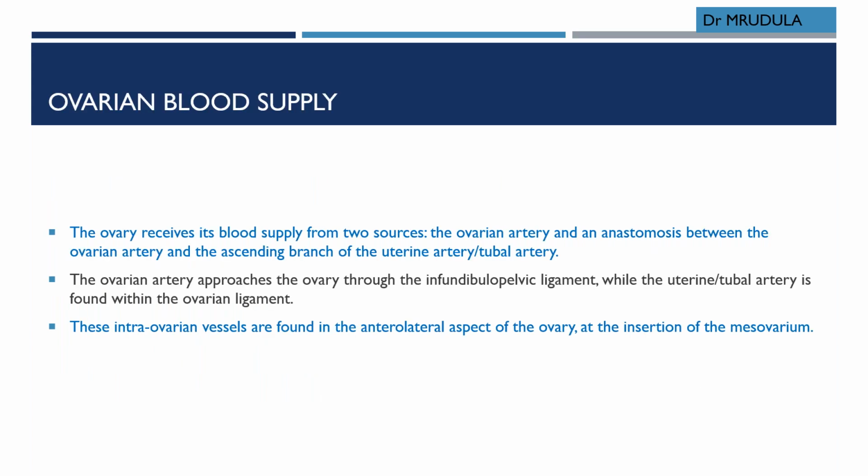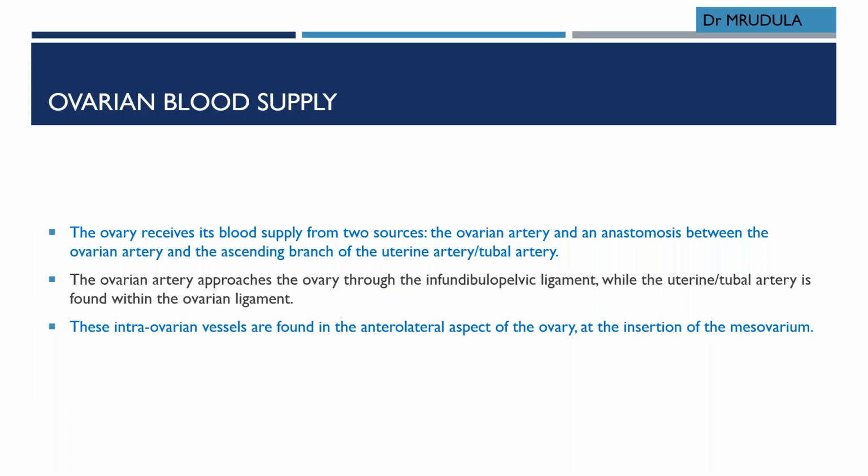Now, whenever you are going for ovarian cystectomy, you must know the ovarian blood supply. The ovary receives its blood supply from two sources. One is the ovarian artery, which is a direct branch of the aorta, and then the anastomosis between the ovarian artery and the ascending branch of the uterine artery or tubal artery. The ovarian artery is situated in the infundibulopelvic ligament, while the uterine or tubal artery is found in the ovarian ligament. Okay, so the ovarian artery is situated in the lateral ligament, that is the IP ligament, while in the tubo-ovarian ligament, the uterine artery is there.